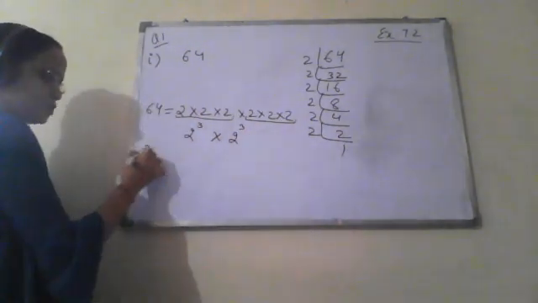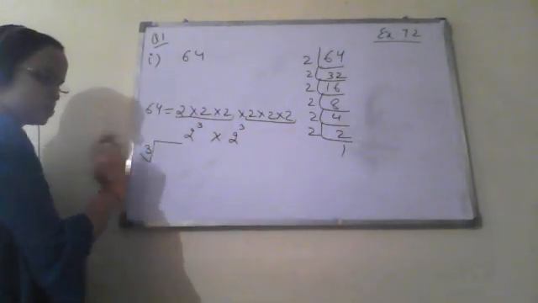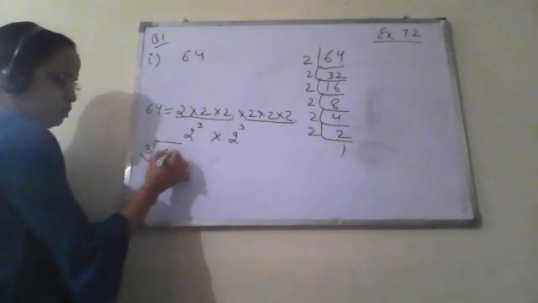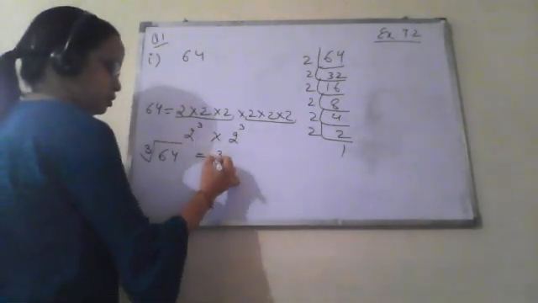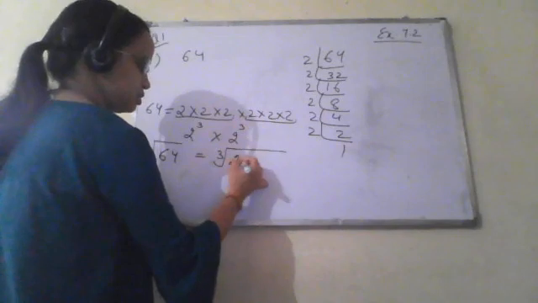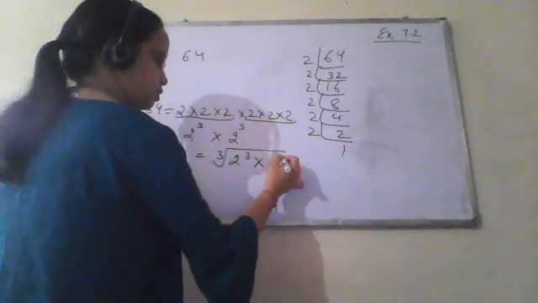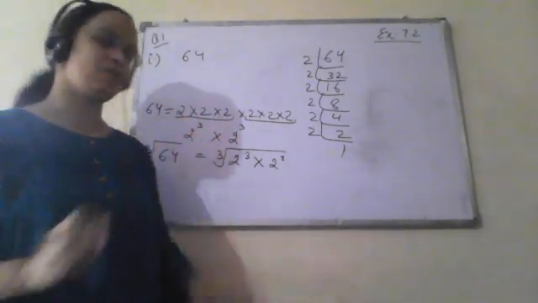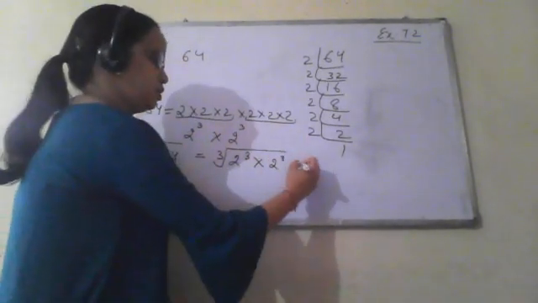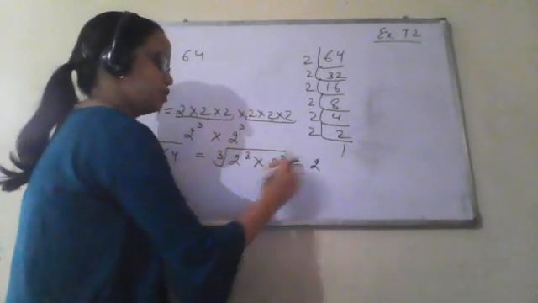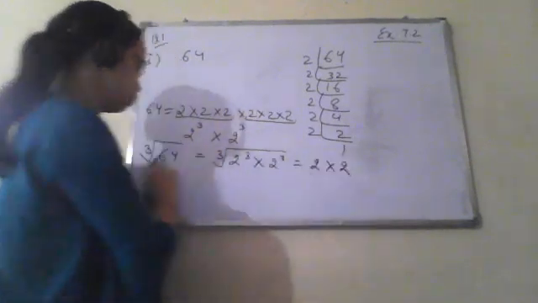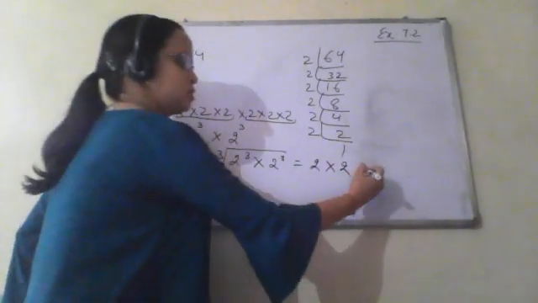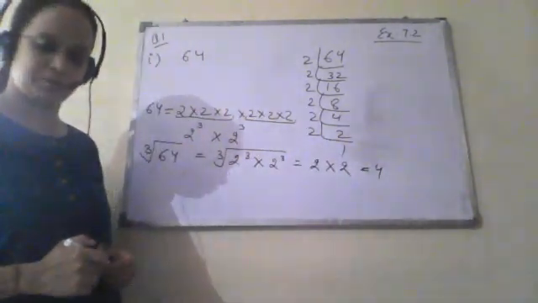So cube root of 64, as I have explained, this is the sign of cube root. So we will write it. From a triplet, we have to take one number out. So it will be 2 from this and 2 from this. So cube root of 64 is 2 into 2, that is 4.